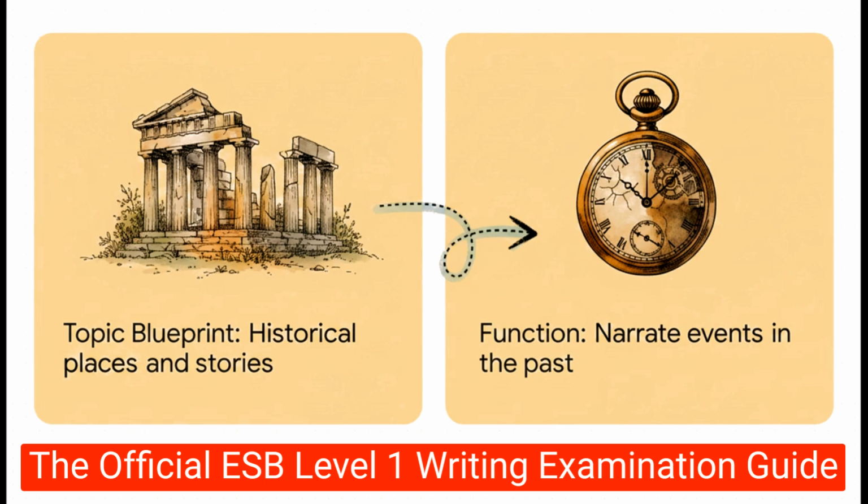And this brilliantly illustrates exactly how the syllabus works together as one unified system. Let's say your topic blueprint is historical places and stories. To write about that successfully, you look over to your toolkit. Your function is to narrate events in the past, and the specific tool you pull out is past tenses. The topic gives you the what, and the function and grammar give you the how and why. It fits together like a giant puzzle.